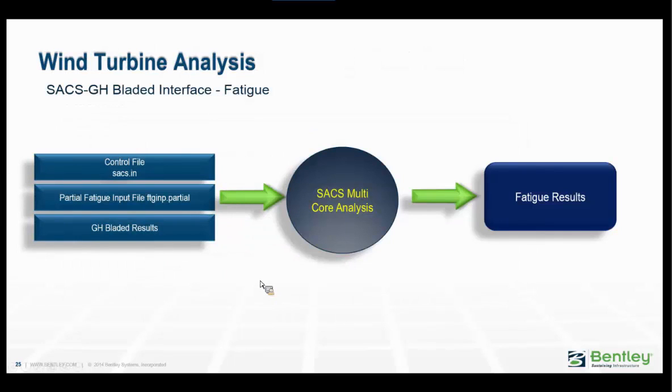And again, the process is very similar to what I showed you for the uncoupled process. In this case, the user will supply that SACS input file that's generated by GH Bladed, a partial fatigue input file described below, and the GH Bladed results. SACS will then conduct a multi-core post-processing analysis, and then output the fatigue results in this case.